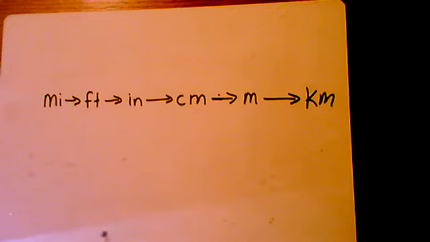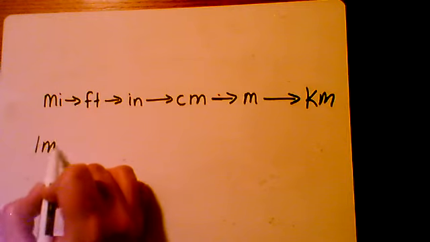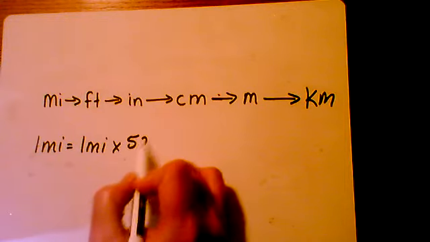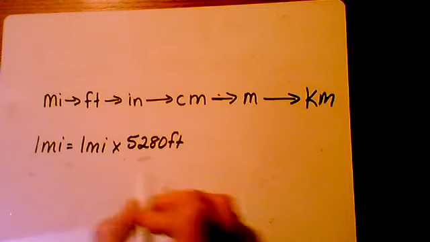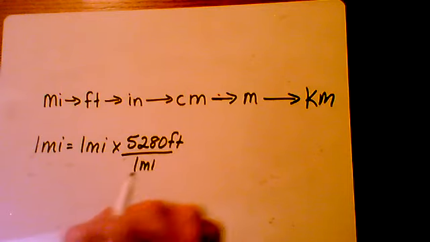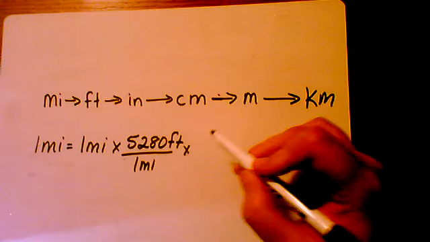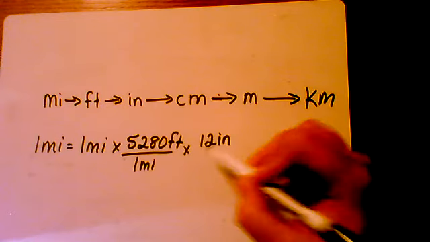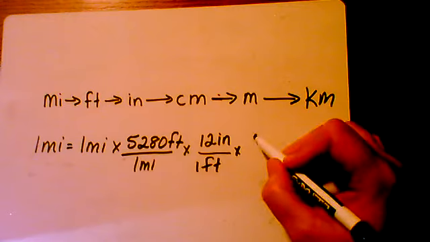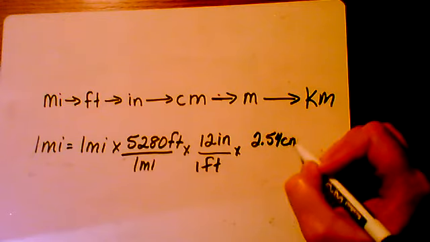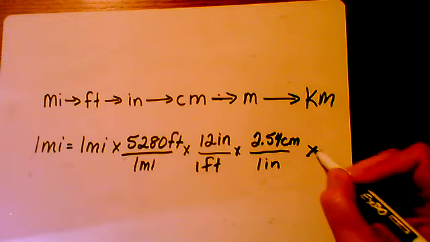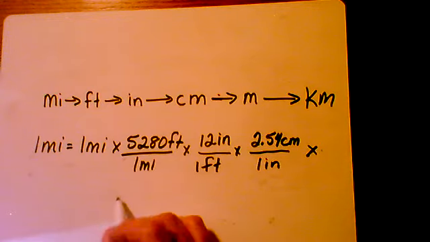Okay, so we're going to start off with 1 mile equals 1 mile times 5,280 feet per 1 mile. And that is multiplied by 12 inches per foot. And we know that there's 2.54 centimeters per inch. And I'm barely going to have room. I probably won't. I'll just put the multiplication sign there and come back over here.